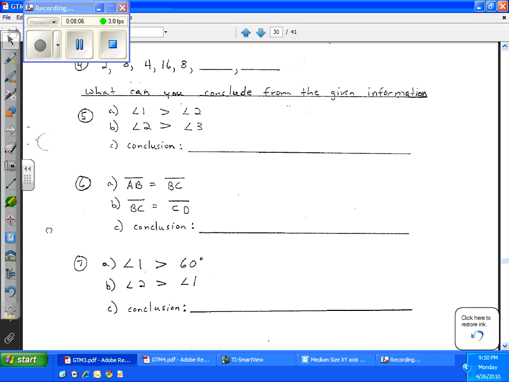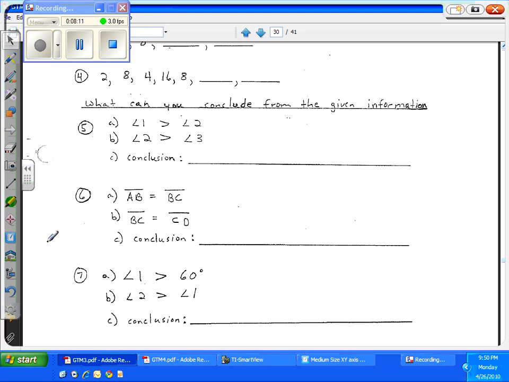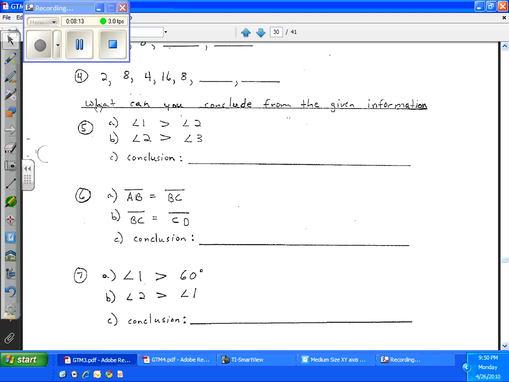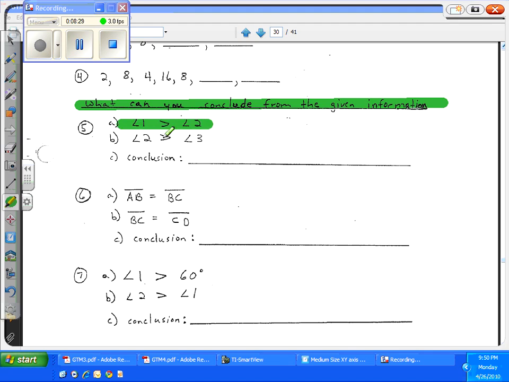Now, this is some information that makes us think about what is given and what conclusion we can reach from that information. And again, it's just a little bit different type of reasoning approach than a formal two-column proof. So what can we conclude? It says angle 1 is greater than angle 2, and angle 2 is greater than angle 3.